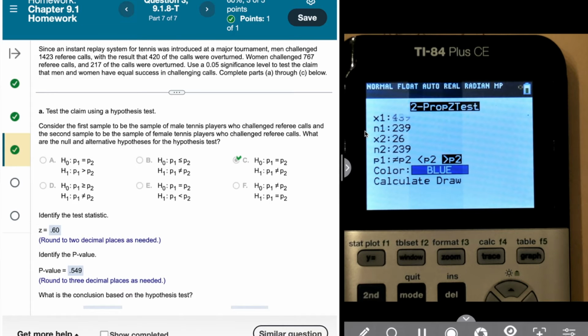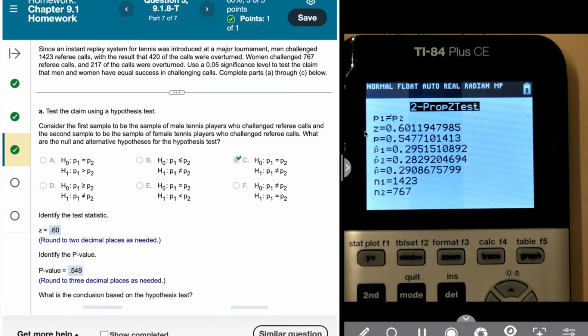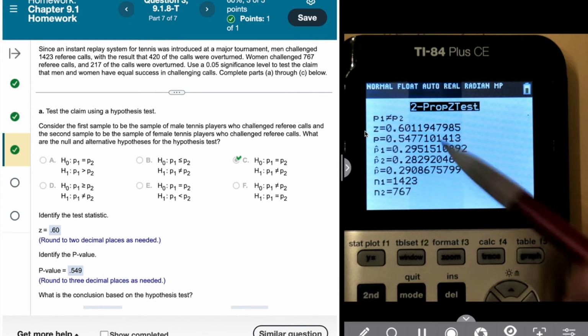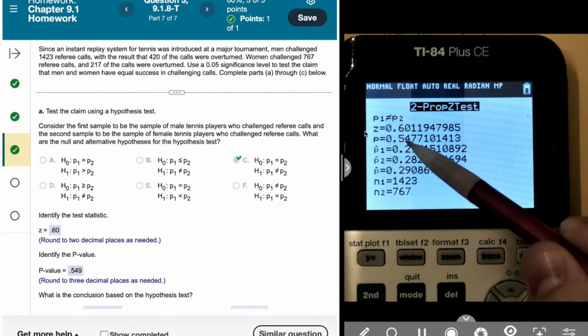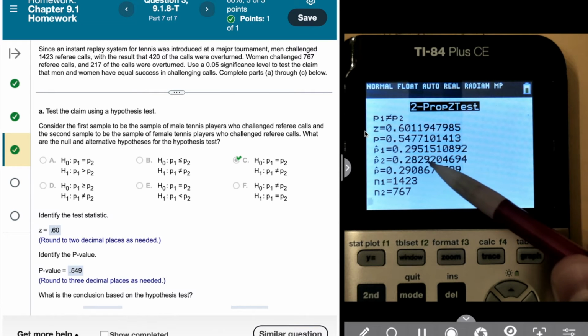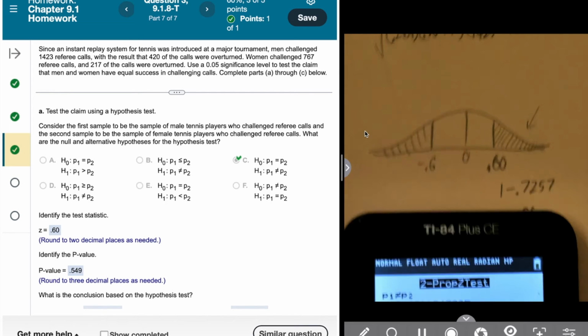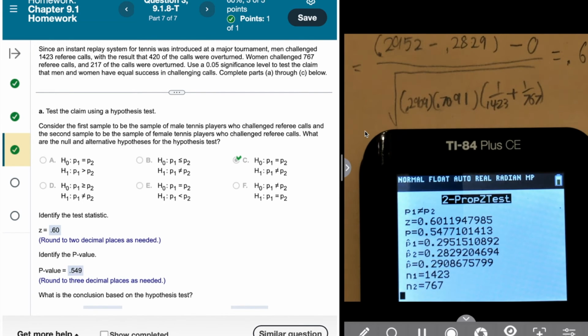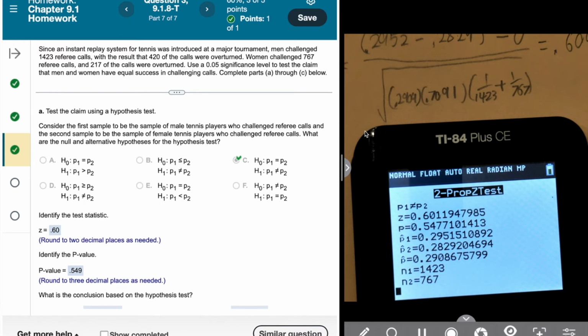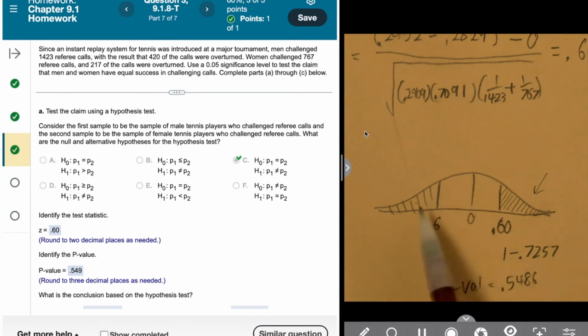There were 420 men out of 1,423 calls, and there were 217 women whose calls were overturned from the 767 sampled, and we were testing that they were not equal to one another. And look at that, that's all of the work with so much less effort. There's the z-value, there's the p-value, there's the individual sample values that I was using, there's the combined p that I found. So everything I did is sitting right here on the calculator, but it's so much less effort. So yes, by all means, use these formulas, but I just wanted to review what happens at a two-tailed test.